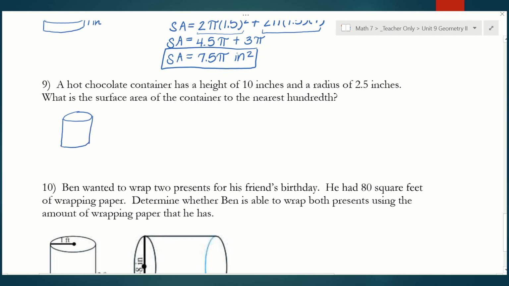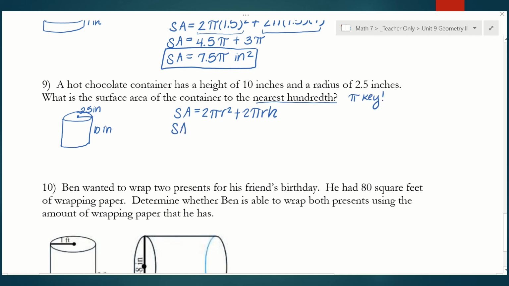Looks something like that. The height is 10 inches and the radius is 2.5 inches. And they want the surface area of the container. 2 pi r squared plus 2 pi r h. Now notice it says to the nearest hundredth. So what that means is that we need to use the pi key.